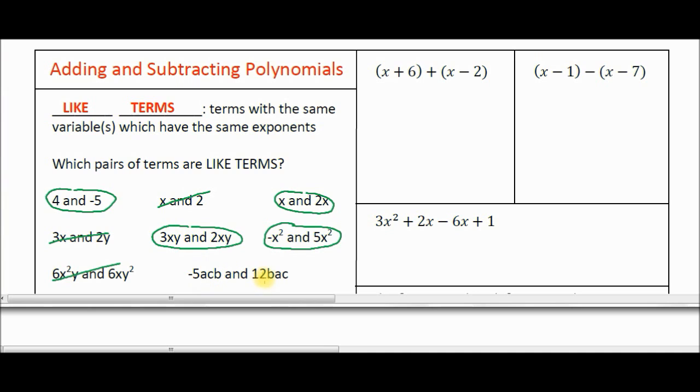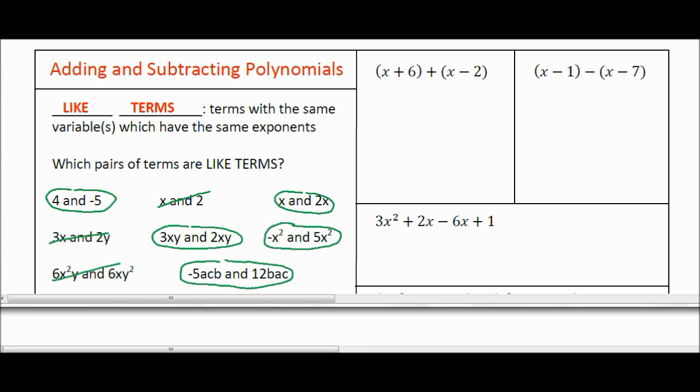First term has a to the first and second term, a to the first. C to the first in the first term, C to the first in the second term. B to the first in the first term, B to the first in the second term. I can arrange those letters any way I want as long as we have the same variables and each of those variables has the same exponent. And since they do, those are like terms. Remember, the coefficient doesn't matter. Negative 5 and 12 aren't going to affect our decision. We're just looking at the variables.